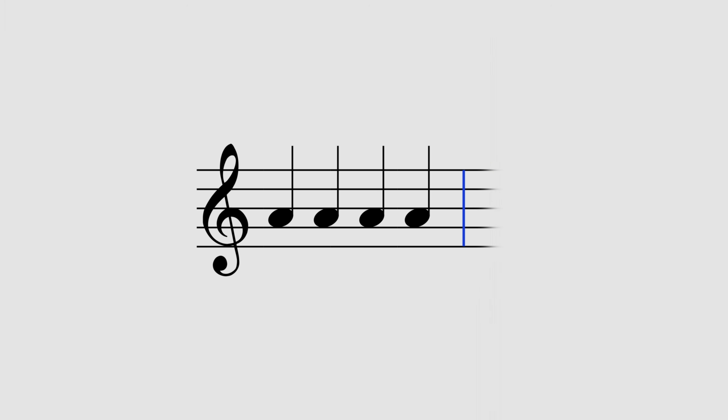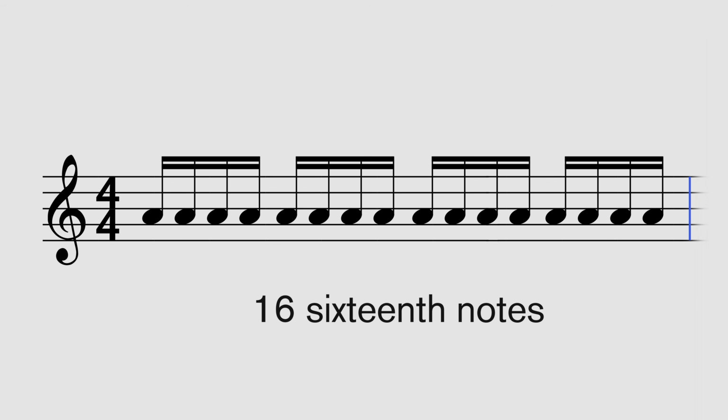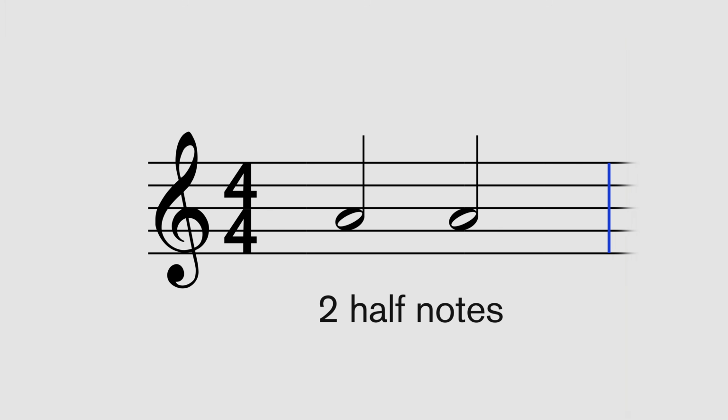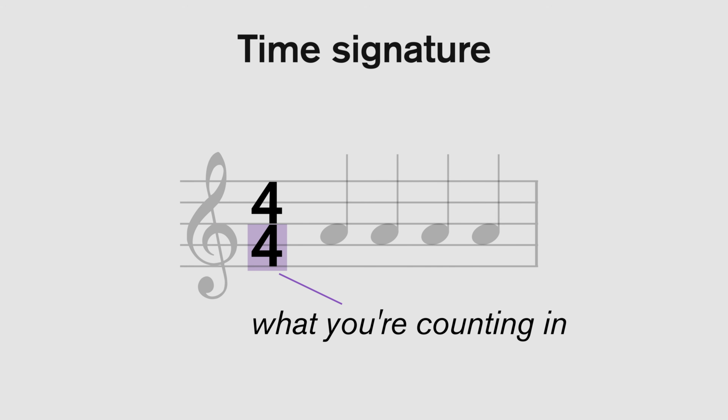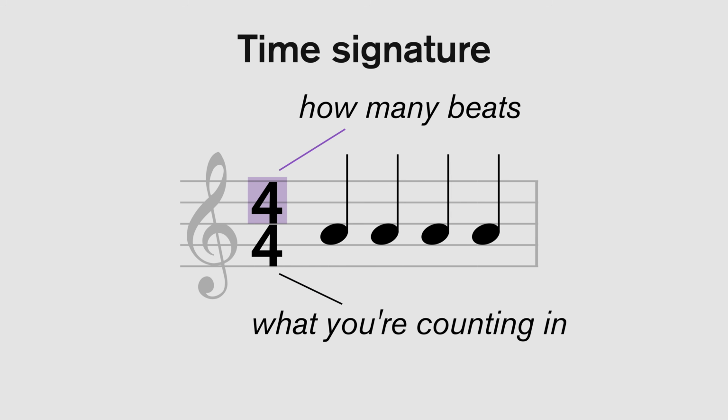The most standard length of a bar would be 4/4, written like that. This means that in this bar, you can fit 4 quarter notes or crotchets, or any equivalent to that, like 16 16th notes or 2 half notes. These two numbers tell you how long the bar is, and we call that a time signature. The bottom number tells you what you're counting in. A 4 means quarter notes, an 8 on the bottom means 8th notes, a 16 on the bottom means 16th notes, and so on. The top number always tells you how many beats there are in the bar.